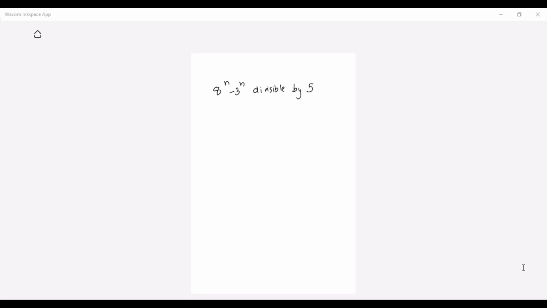Ma'am, it will be 8 raised to k plus 1 minus 3 raised to k plus 1. Very good. After that? Ma'am, then we can write it as 8 into 8 raised to k minus 3 into 3 raised to k. Okay. Very good.